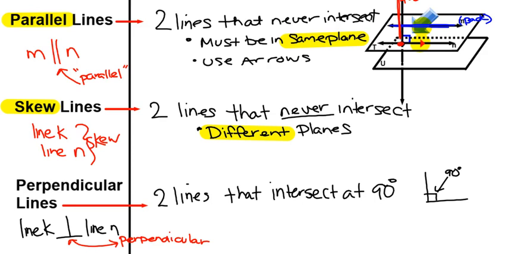All right, so far we have parallel planes, parallel lines, skew lines, and perpendicular lines. I'm going to pause right there, and let's jump to page 2. We have lots more vocabulary there.